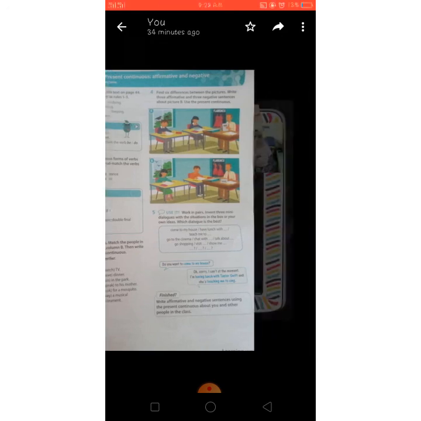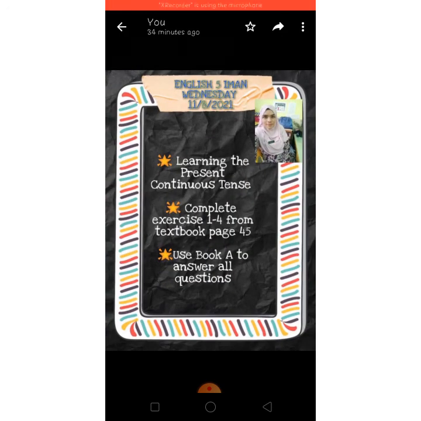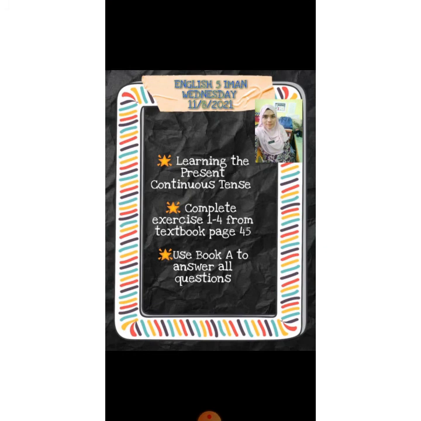Okay, so I hope you can do this exercise from your textbook, page 45. Okay, make sure you use book A to answer all questions. Exercise 1, exercise 2, exercise 3 and 4. Kena buat ayat pun awak guna konsep present continuous tense. Okay, subject, verb to be plus ing. Okay, so untuk exercise 3, I will give you the audio later.